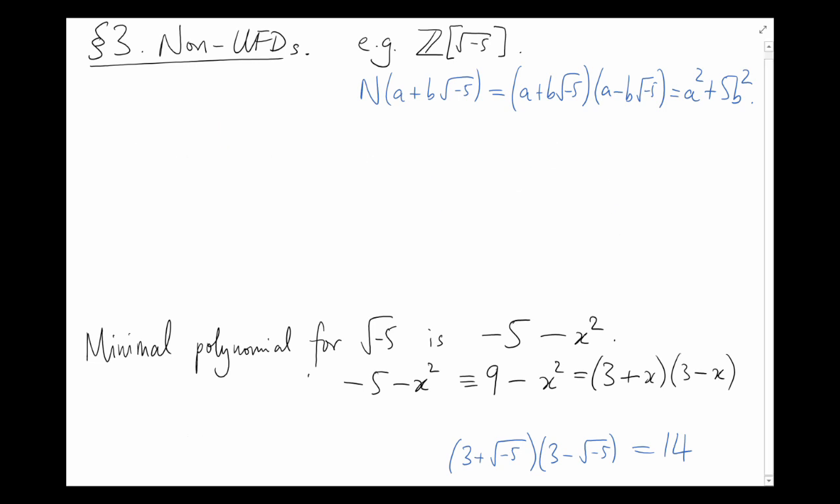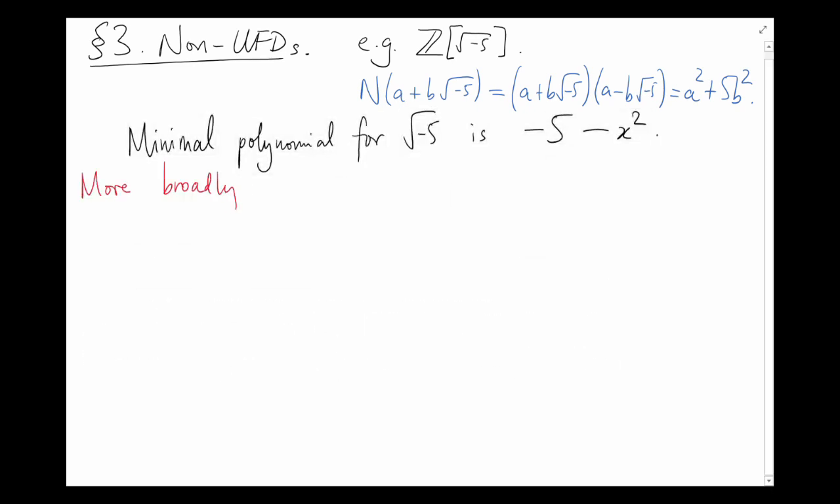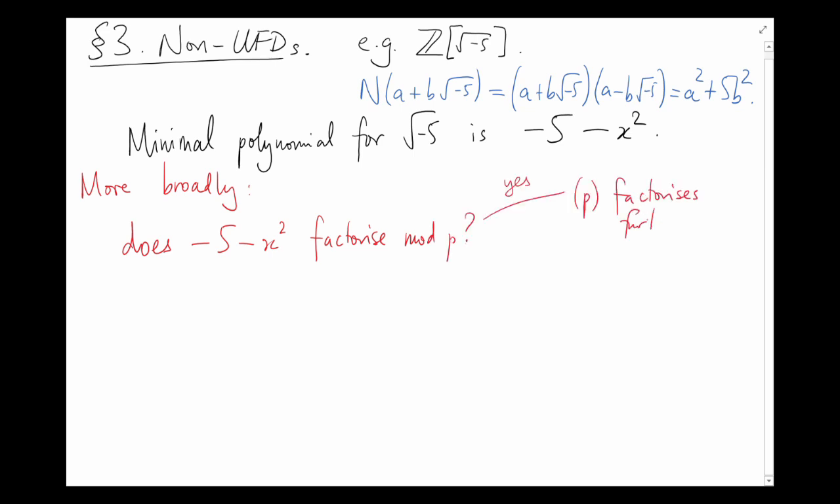I won't prove it here, but this is what happens more broadly too. If minus 5 minus x squared factorizes mod p, then p factorizes further as a product of two prime ideals in Z adjoin root minus 5, so it splits or ramifies. If that polynomial doesn't factorize, then neither does the ideal. In other words, the ideal p remains inert.